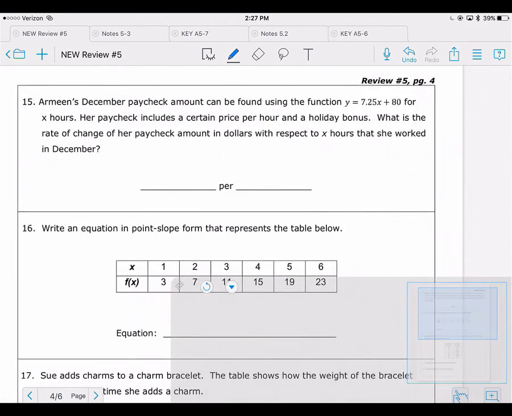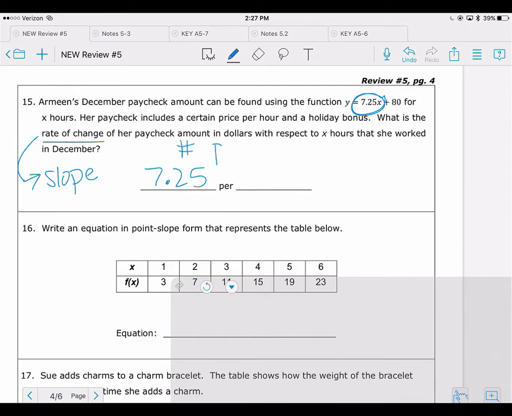15 says her December paycheck amount can be found using the function y equals 7.25x plus 80 for x hours. Her paycheck includes a certain price per hour and a holiday bonus. What is the rate of change of her paycheck in dollars with respect to x hours that she worked in December? So again, remember, rate of change is really a fancy word for slope. Slope is found with x, so it's $7.25, so number per x. X, they tell us, is hours, so I replace x with hours and number with the actual number. That is my slope.